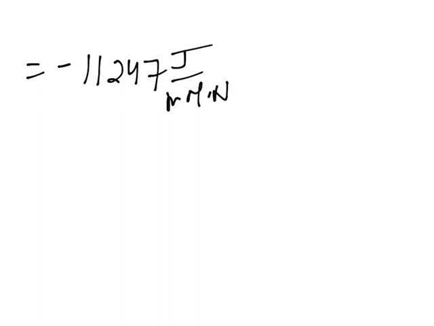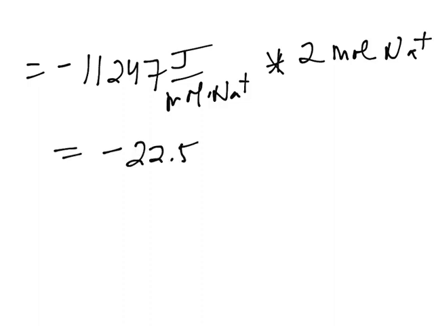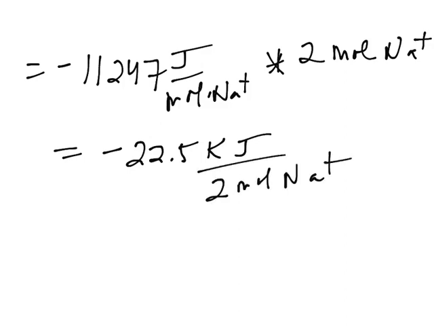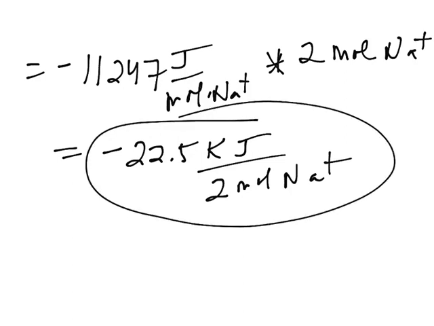So if we add those two together, we've got minus 11,247 joules for every mole of sodium cation that we bring in. But we know in this particular transporter that it's going to bring in 2 moles of sodium for every single mole of glucose. So that means we've got minus 22.5 kilojoules of free energy available for every 2 moles of sodium cation that we bring in. Okay? So that's how much energy we have.